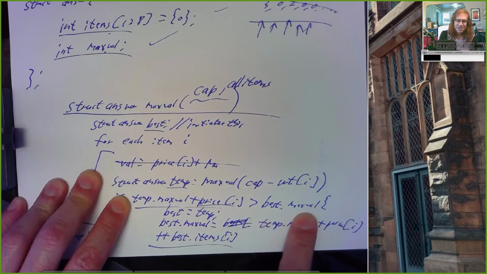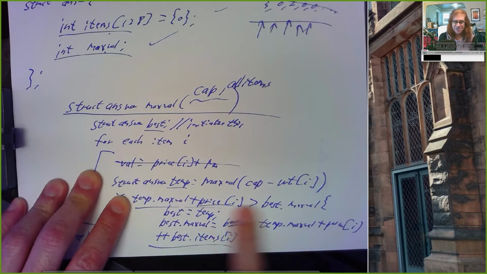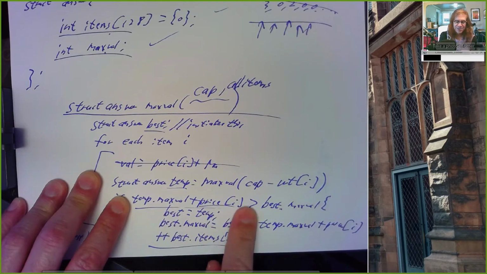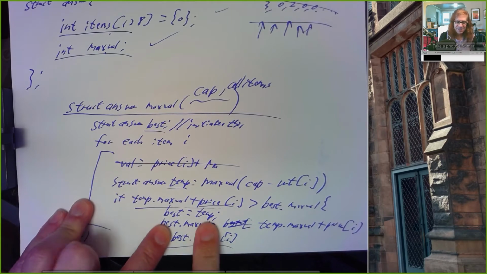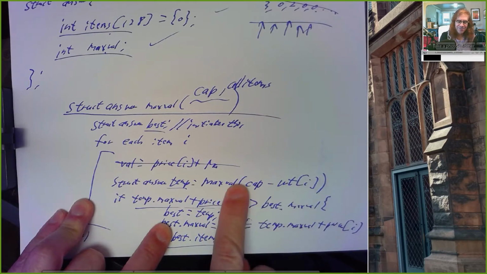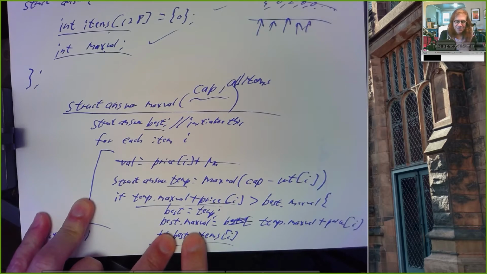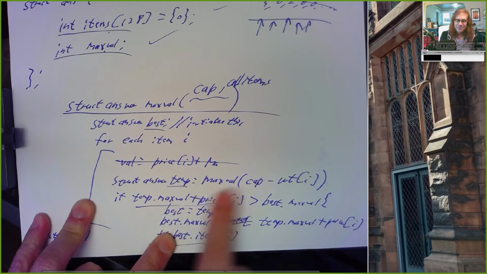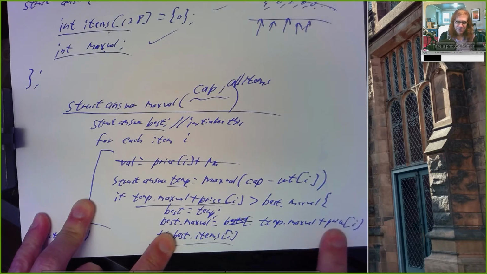So best.maxval will be the maximum value that I've seen up to this point, which you should have initialized to 0. So if this is a better solution, then I want to record that solution in my best variable. So I set best equal to temp, that's the value I got back from maxval. I set the actual value of this best solution to be this calculation up here: the value I got from this call to maxval plus the price of item I. So that's what this does.